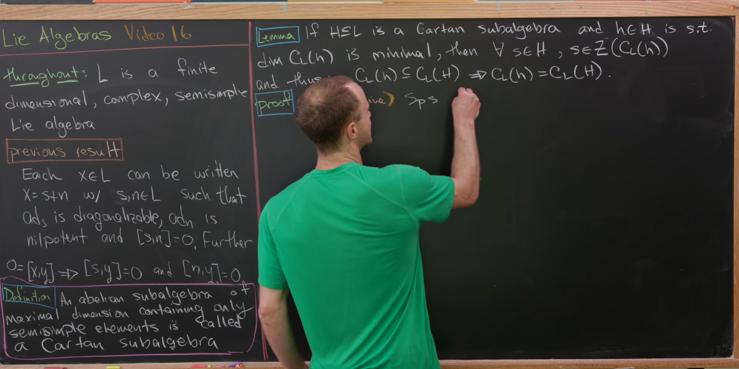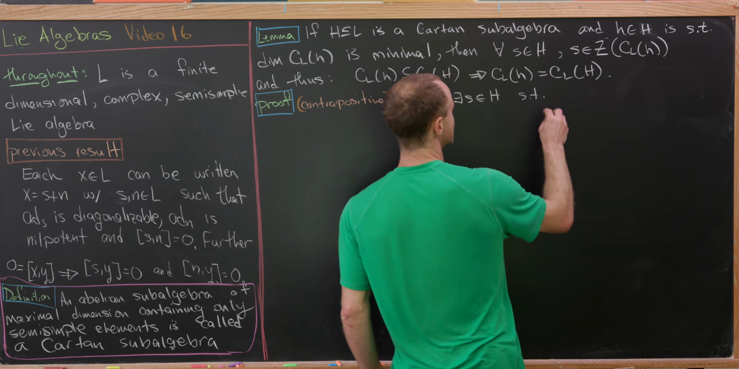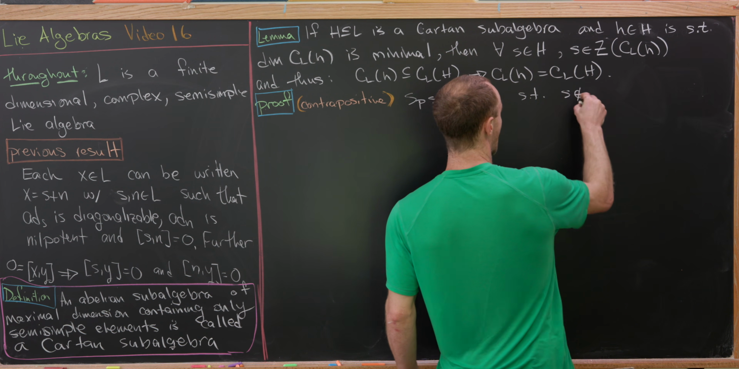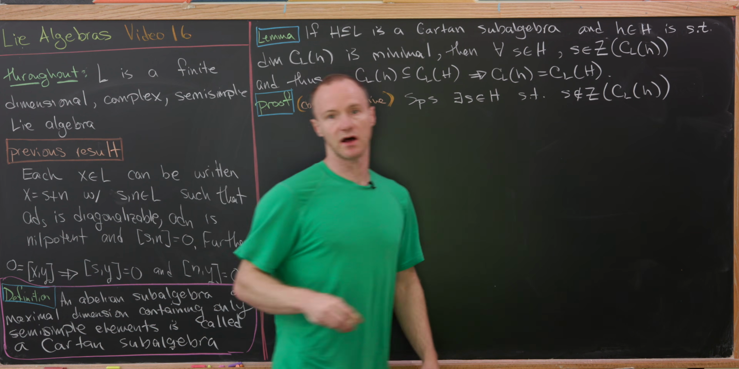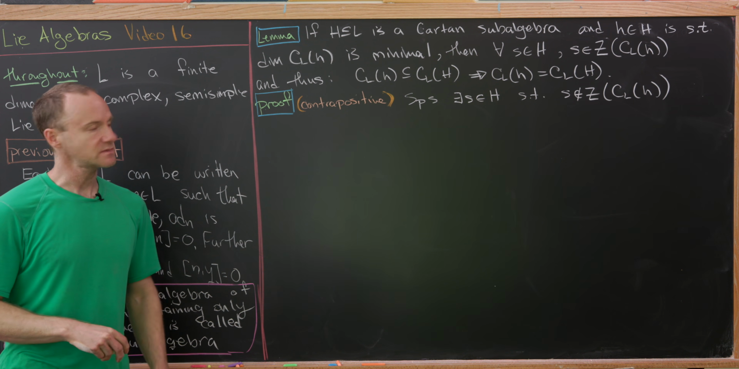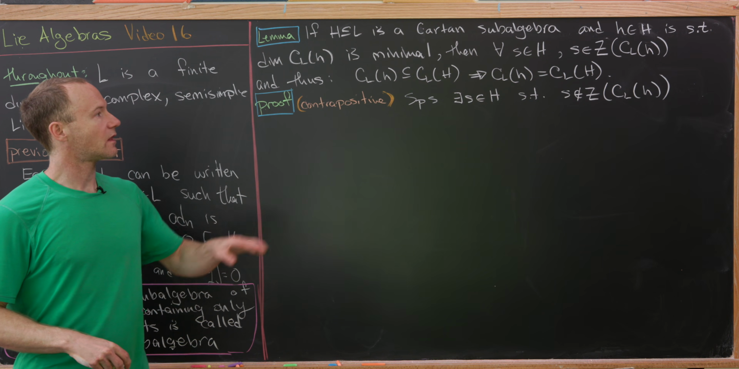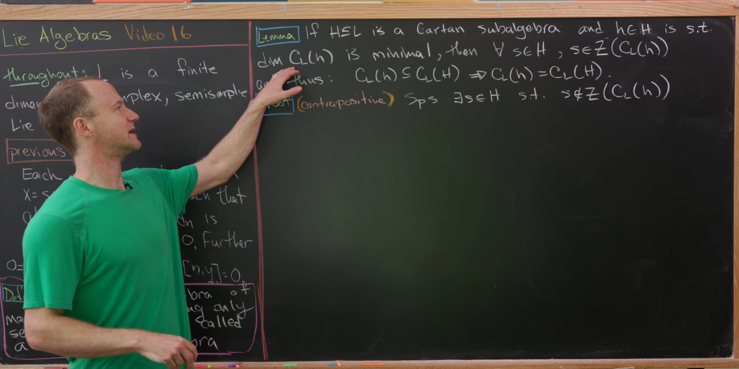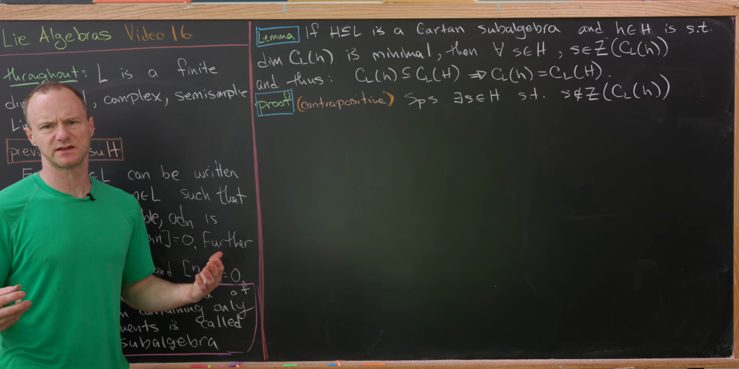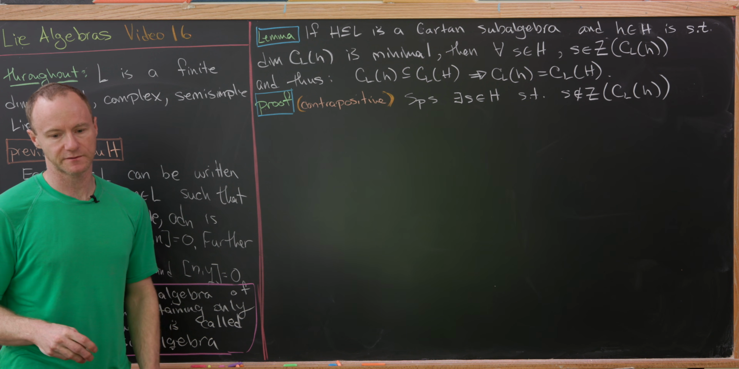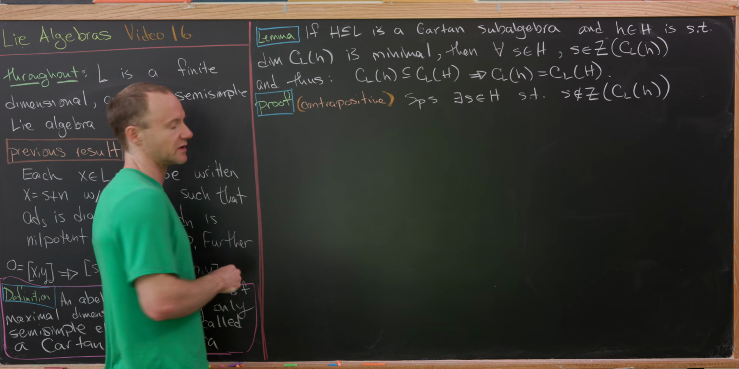So that means we're going to suppose that there exists an S in H such that S is not inside of the center of the centralizer of little h. Okay, so where is that going to bring us? Well, hopefully it's going to bring us to this dimension is not minimal because that's what it would take to do this contrapositive type proof. Okay, so now we're going to do some technical linear algebra.